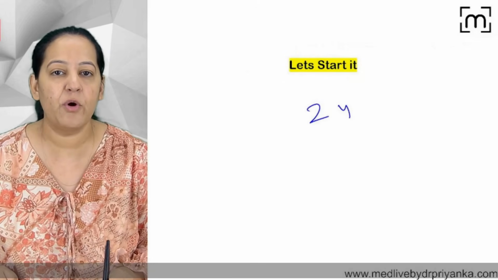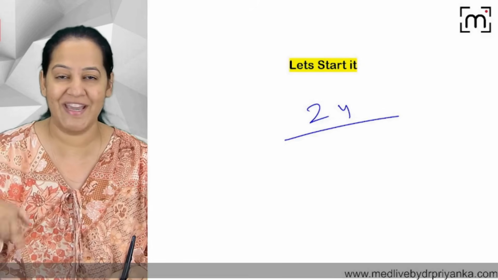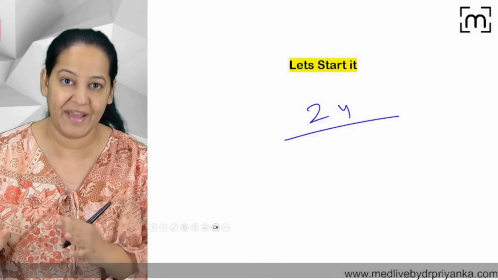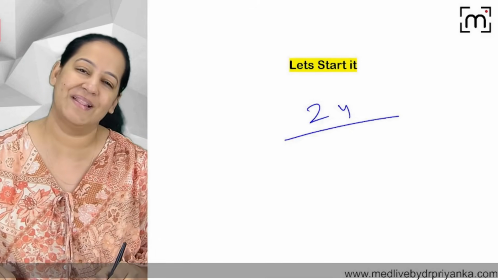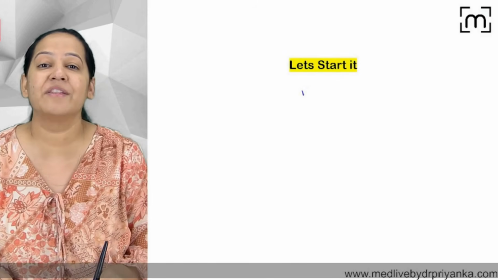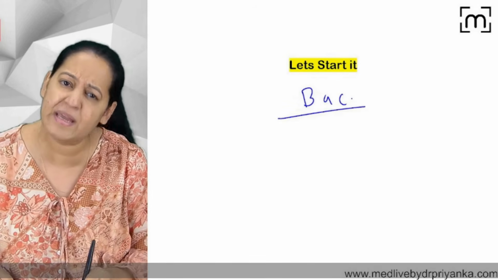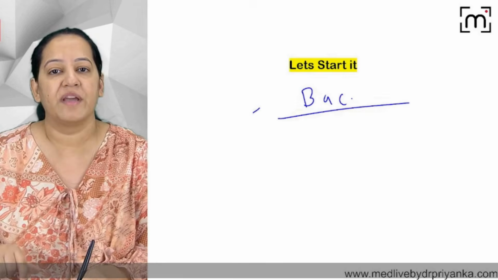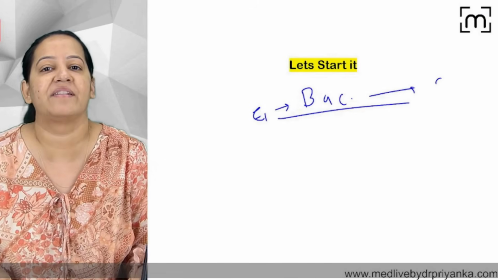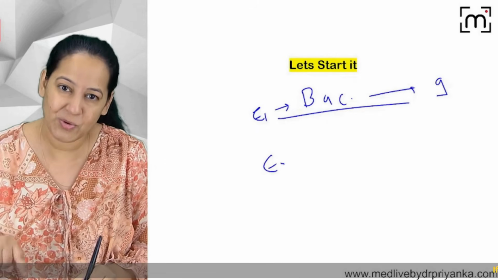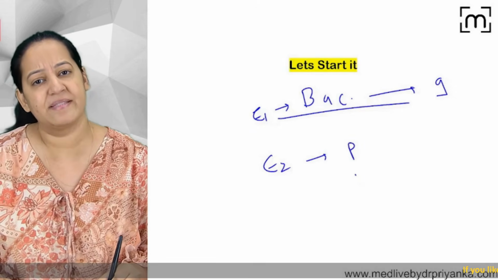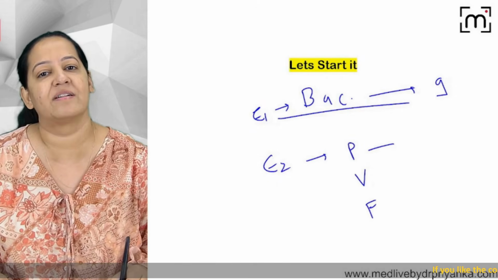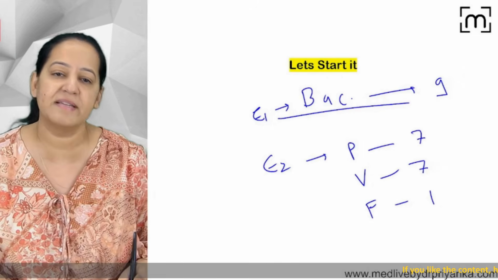To complete the 24 organisms, we have 2 episodes, today and tomorrow. Half of them we will complete today and the remaining half tomorrow. So let's start. I am starting with bacteria. Bacteria are the biggest one. So in episode 1, I will cover the 9 bacteria. And in episode 2, I will cover the parasites, viruses, and fungus: 7 parasites, 7 viruses, and 1 fungus.